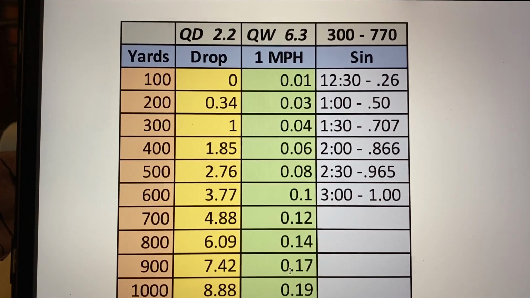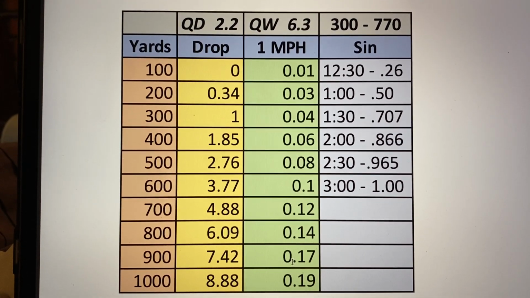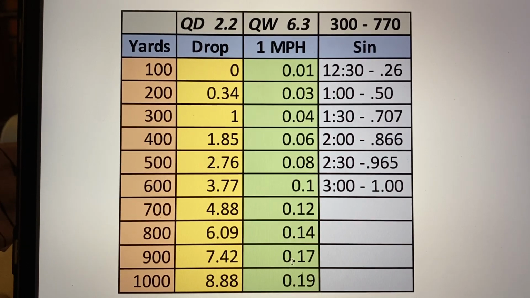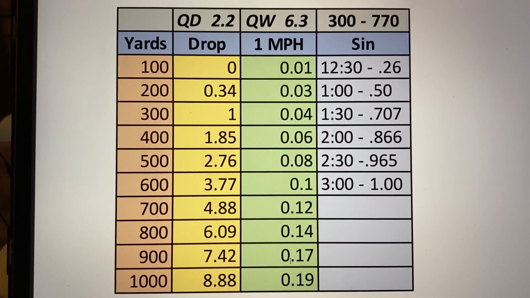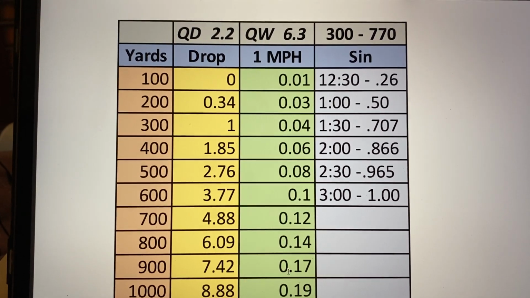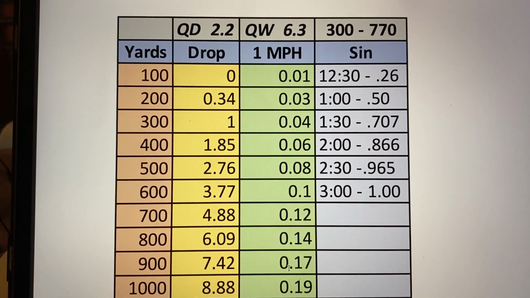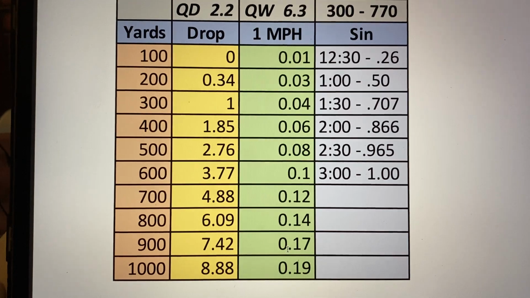Quick wind, that's just a number to give to our bullet and gun combination. That's 6.3 miles per hour. And what that does is give us, I think it's 1/100th, basically, of our yardage, meaning at any one of these given ranges, 100, 200, 300, at a 6.3 mile an hour wind, our range will equal our wind dope.